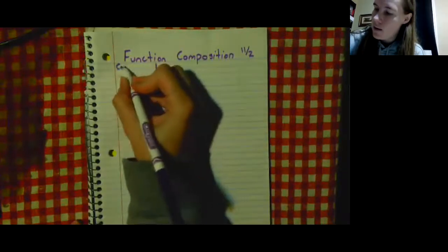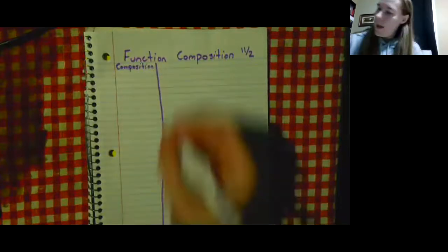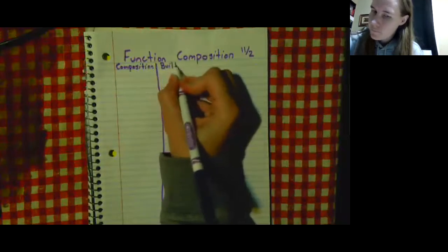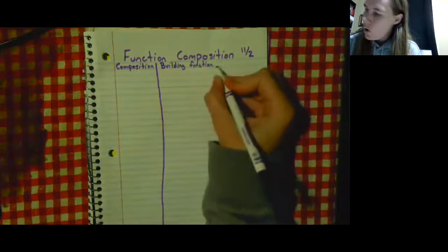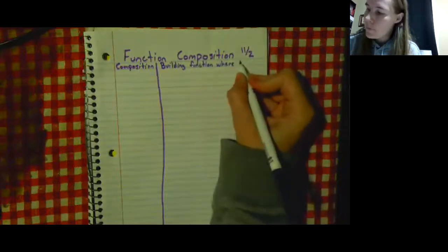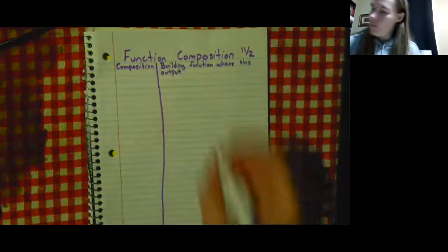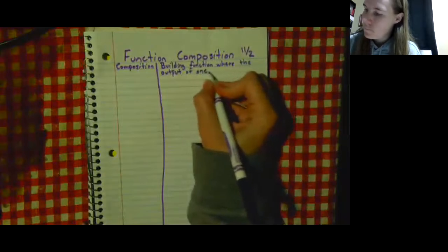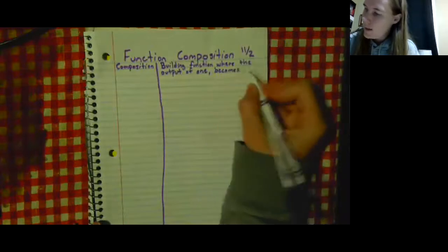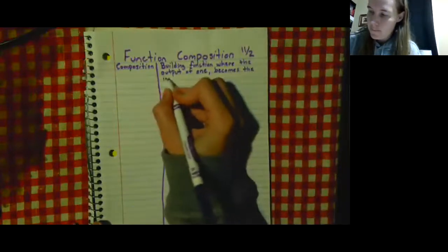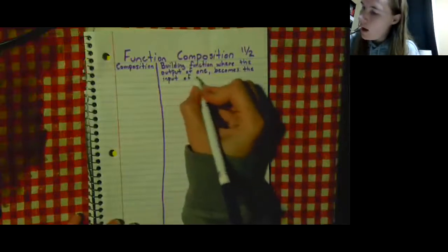So we're going to define composition. And what a composition is, it's building a function where the output, so what comes out of it, that y value of 1, or the solution of 1, becomes the input, so our x value, or what we plug in, of another.